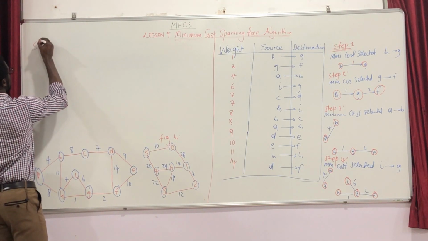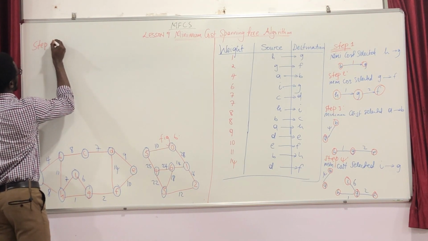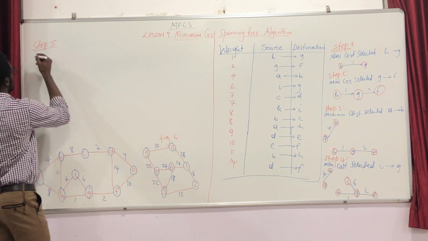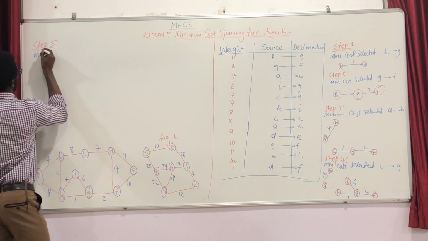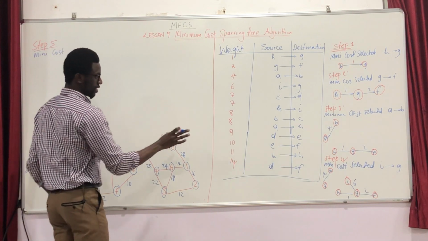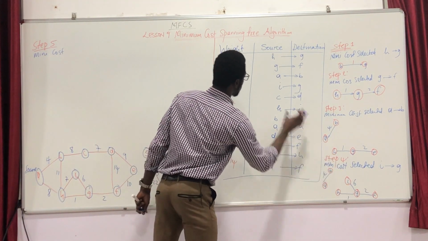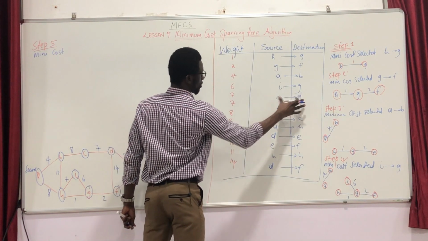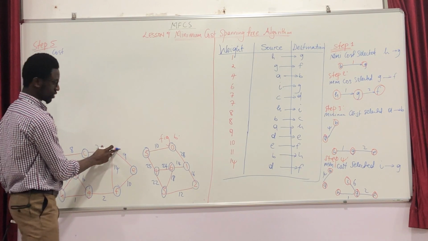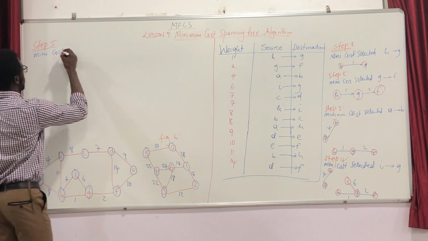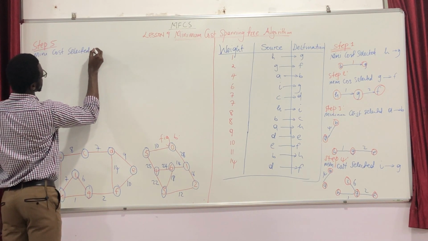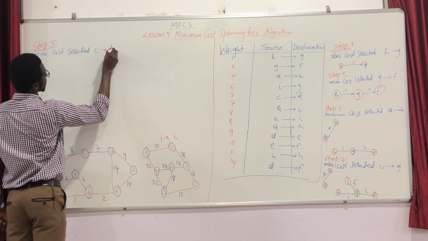So step 5, minimum cost. So now we'll check if it's selected. Step 5, after I and G, which is 6, C and D. Step 5, C and D, we'll check here. C and D is selected because it won't form a loop. Minimum cost selected. C to D.